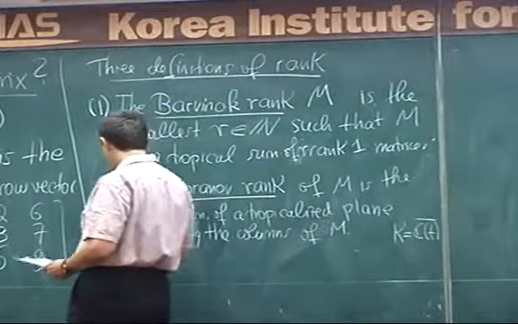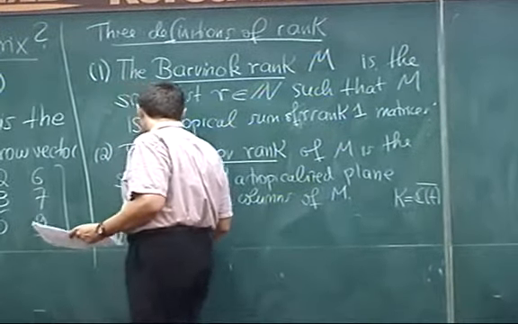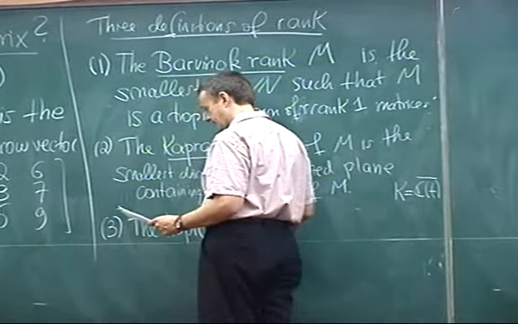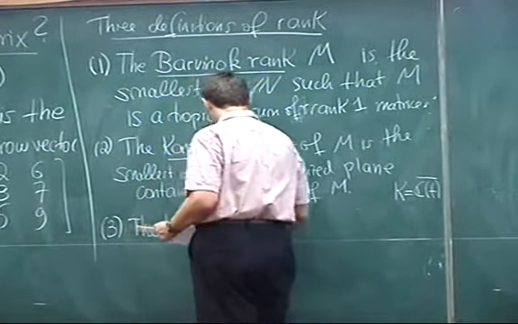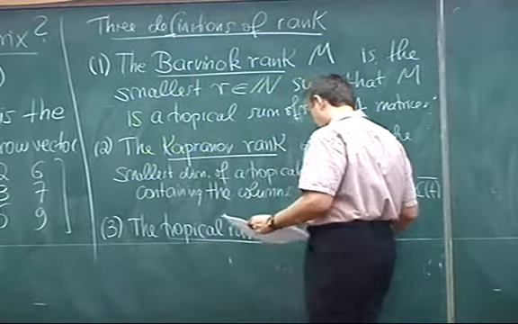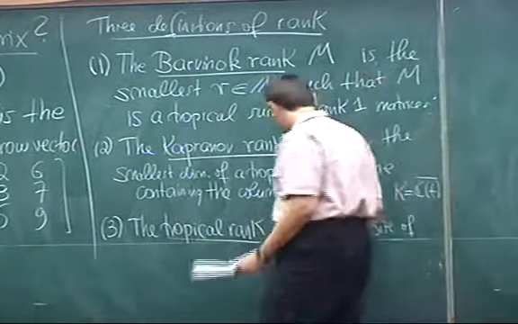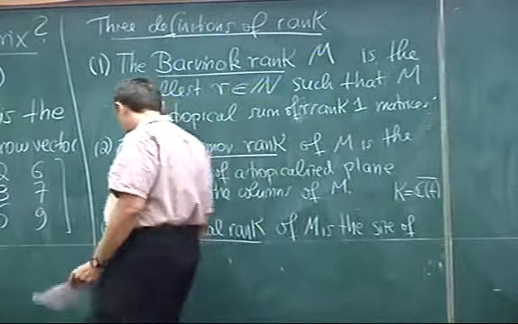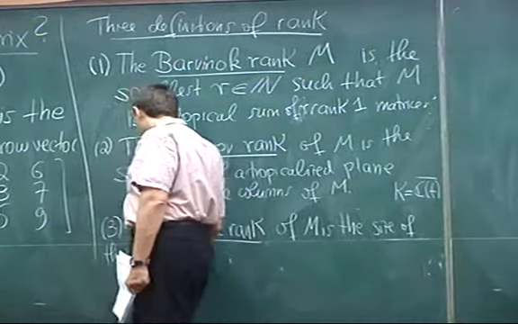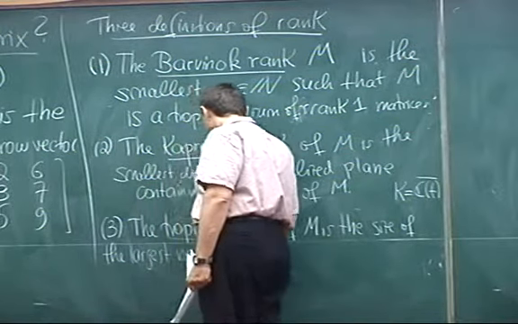And finally, 3, the tropical rank. We call the tropical rank of a matrix the size of the largest non-singular square submatrix.